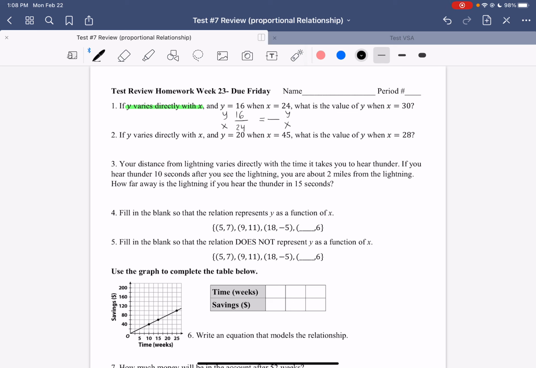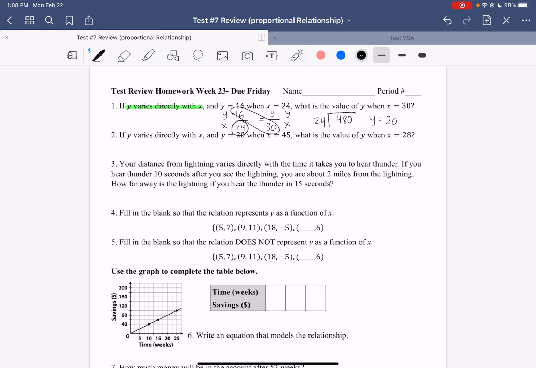What is the value of y? So we don't know what y is when x is 30. So this is where you can use your cross multiply and divide, the butterfly method, the baseball bat ball method, whichever you prefer. What you're going to do is multiply across. So 16 times 30 gives you, I think that's 480. Correct. So we have 480, and then we're going to divide that by 24. And so when we do that, we get y equals 20.